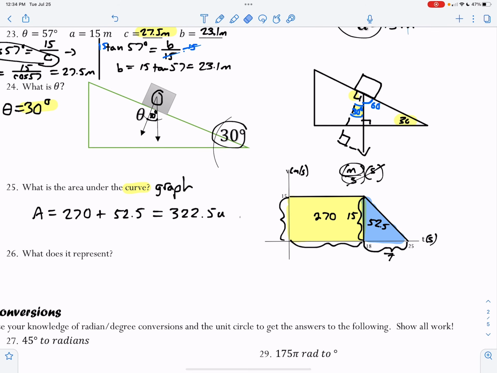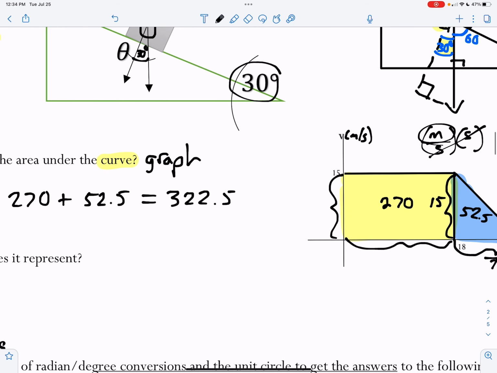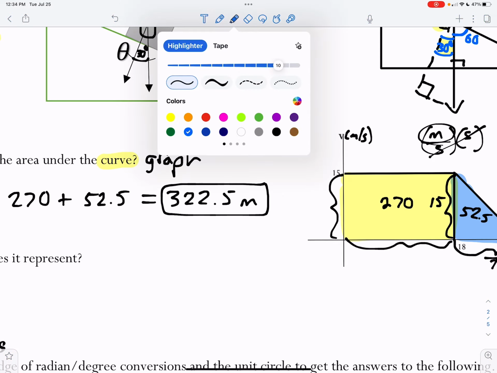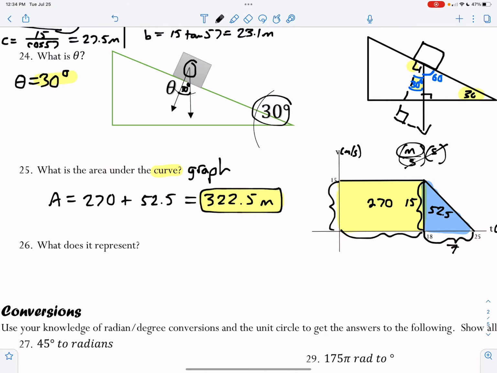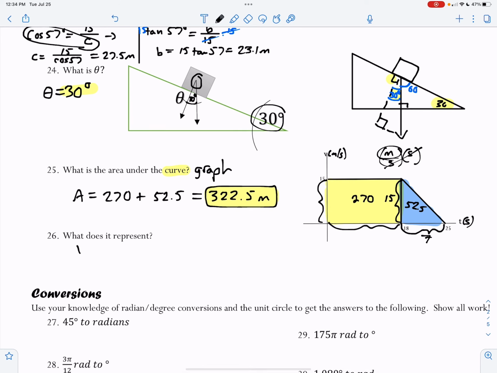So that right there would give you, yes, it's square units, but when you multiply them, it would give you essentially 322.5 meters. Now what that represents is how far you went. How far you went in a particular direction is called the displacement.